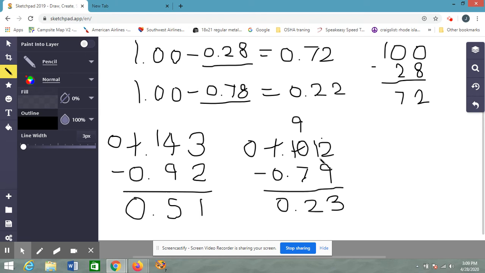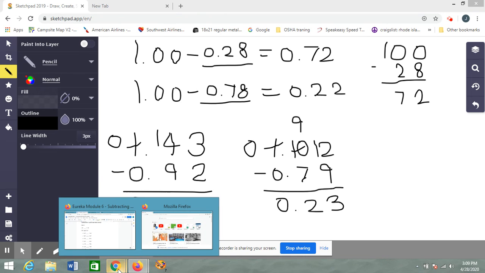So remember, when you borrow, if you can't take anything out of the middle, you have to go to the next place value. And then you break that 1 up and carry it over. So now we have 10 tenths. But we don't stop there. We take one of those tenths, and we bring it over here, and it becomes 10 hundredths. And then we have 12 hundredths minus 9 hundredths, which we were able to do.